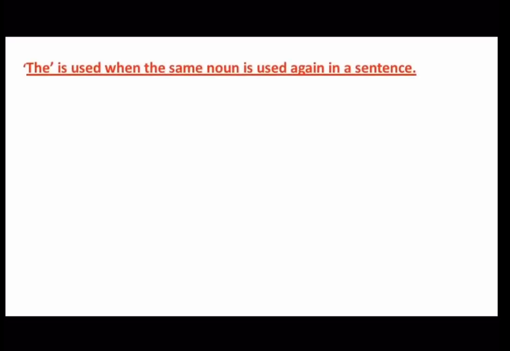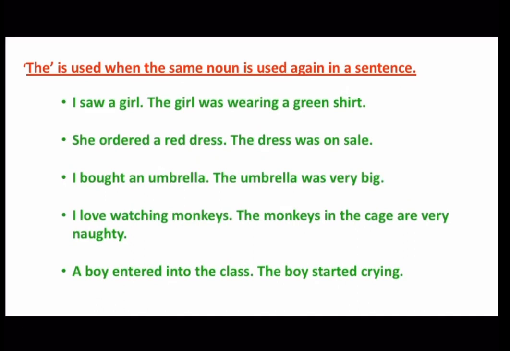Let us see another use of the article the. The is used when the same noun is used again in a sentence. Let us look at some more examples. I saw a girl. The girl was wearing a green shirt. She ordered a red dress. The dress was on sale. I bought an umbrella. The umbrella was very big. I love watching monkeys. The monkeys in the cage are very naughty. A boy entered into the class. The boy started crying.